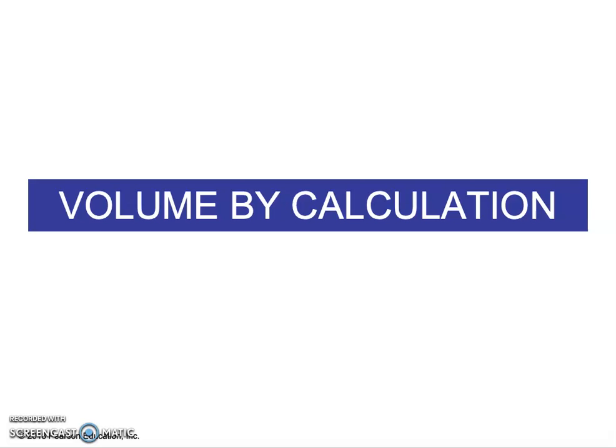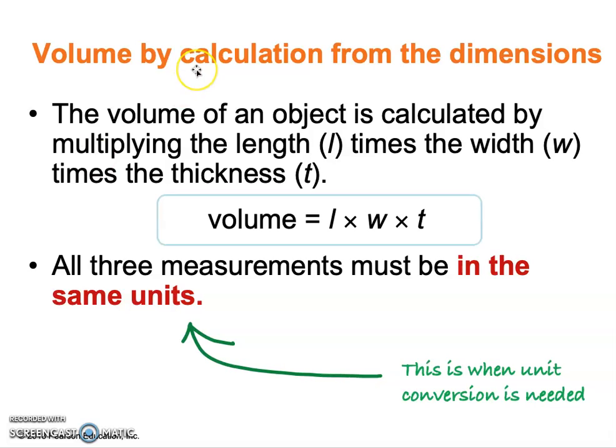Another measurement we learned in this chapter is volume. How can you calculate the volume of an object? Volume can be calculated from the dimensions. It's calculated by multiplying the length times the width times the thickness.